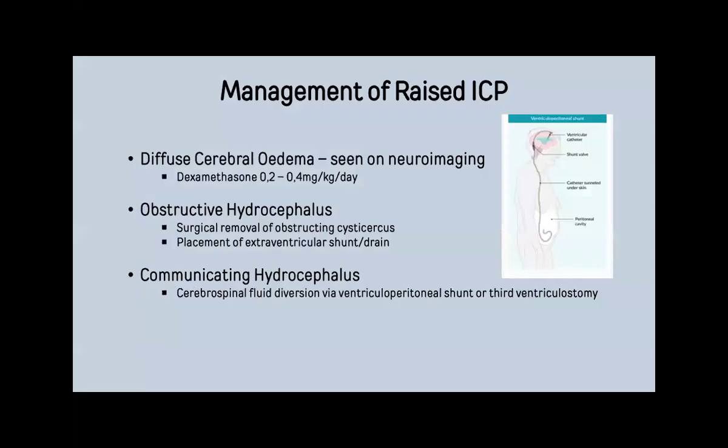So acutely, if there's diffuse cerebral edema seen on neuroimaging, patients are given dexamethasone at a dose of 0.2 to 0.4 milligrams per kg per day. If patients have obstructive hydrocephalus, surgical removal of obstructing cysticercosis or placement of an extraventricular shunt or drain. In communicating hydrocephalus, cerebrospinal fluid diversion via a VP shunt or third ventriculostomy.